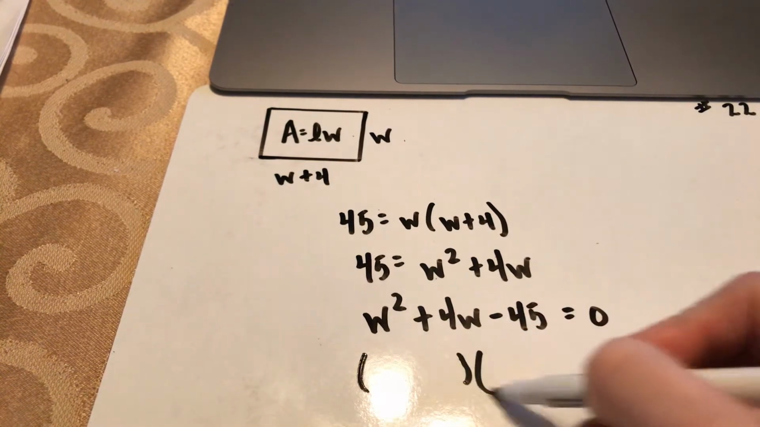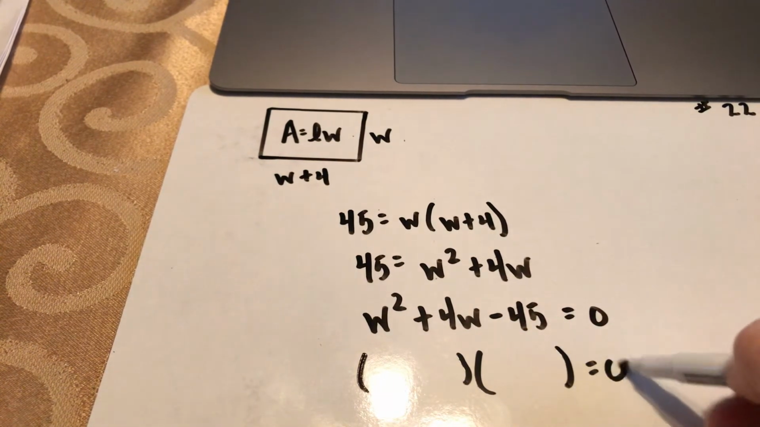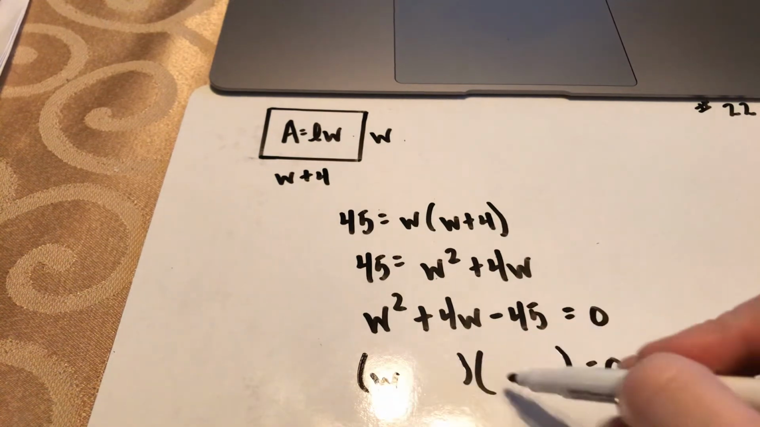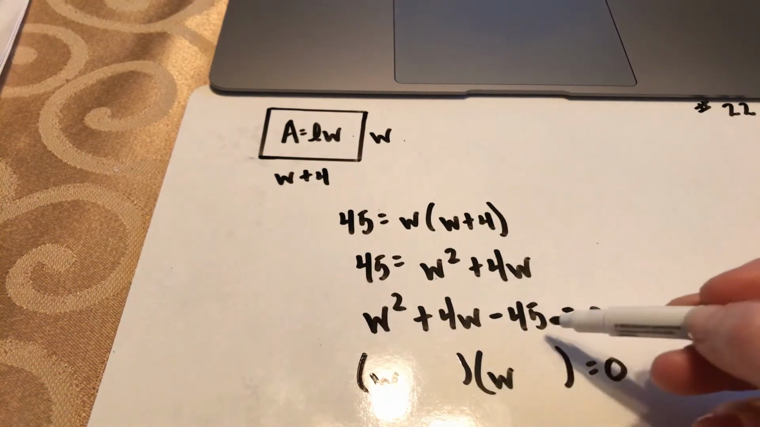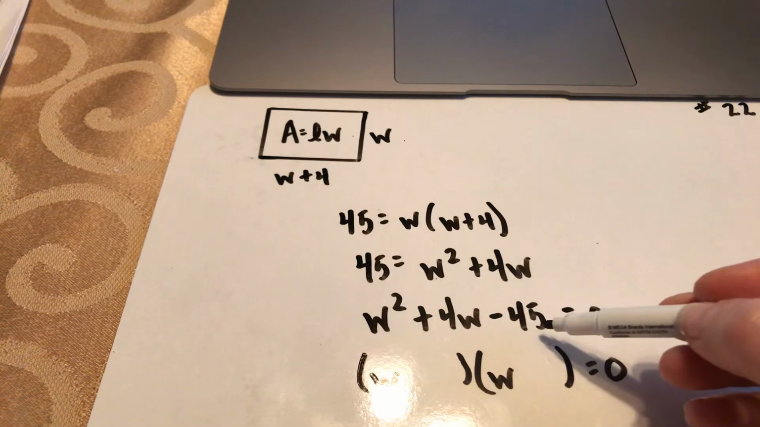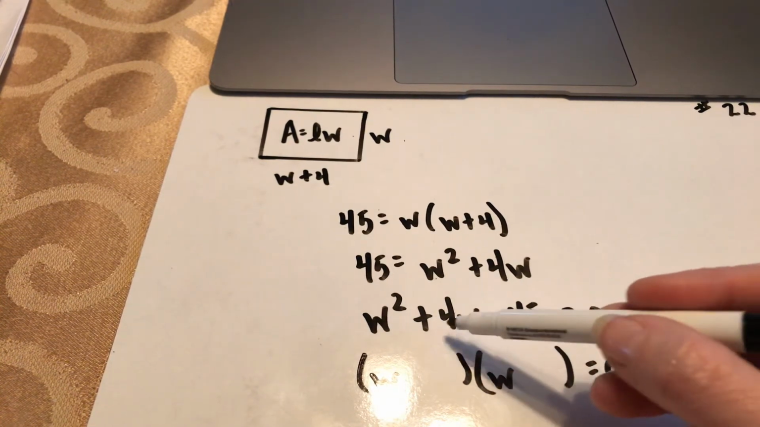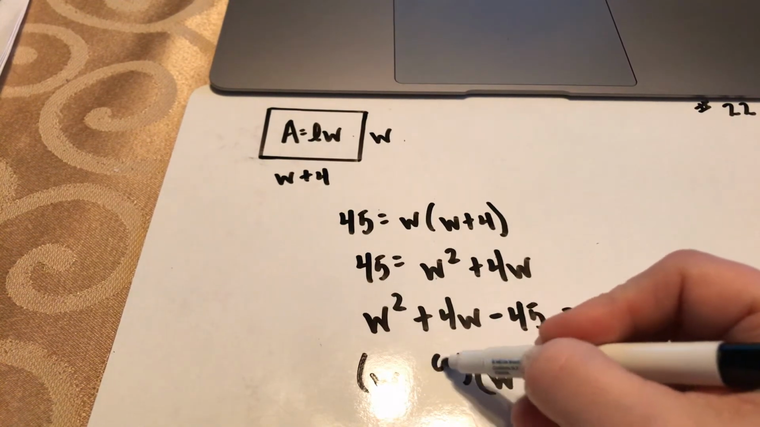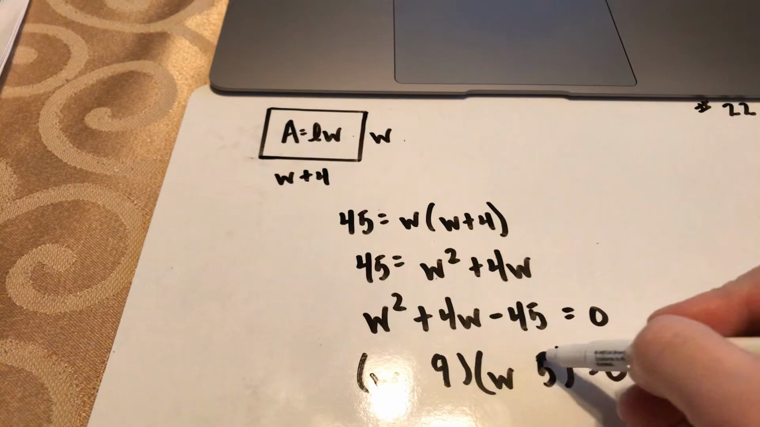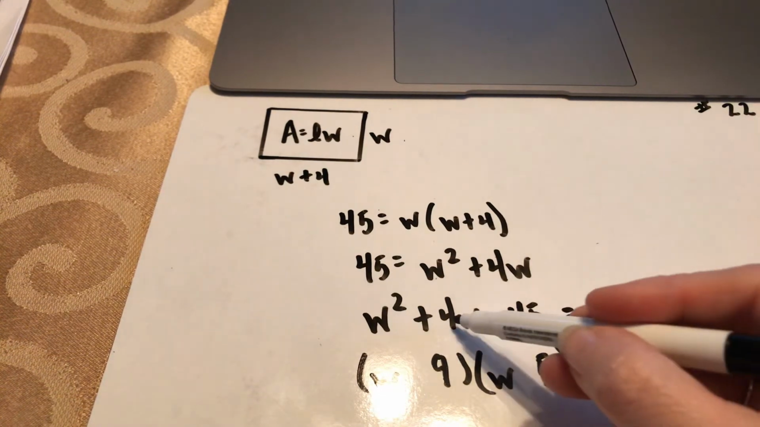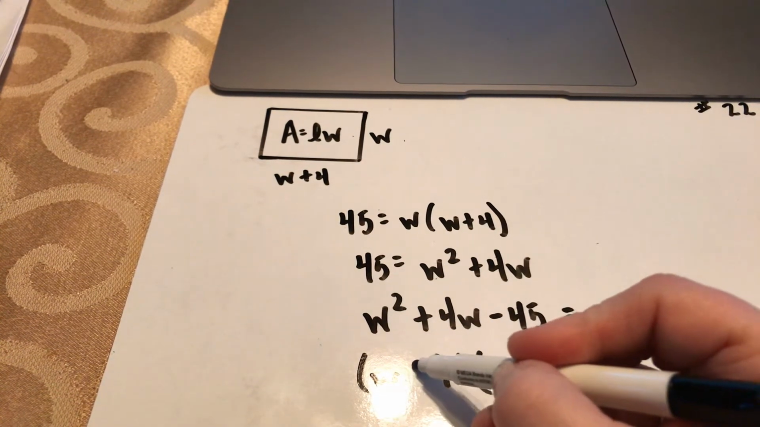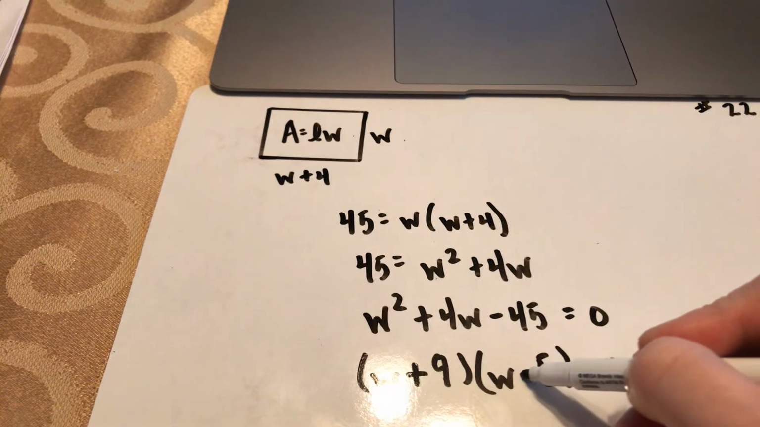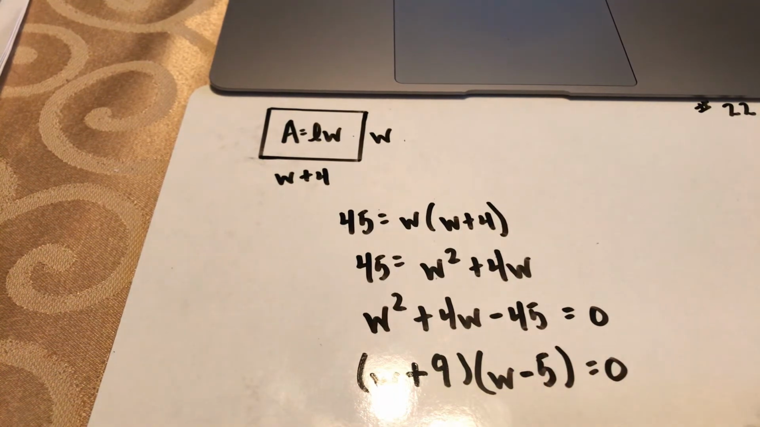Kind of guess and check here. I know the W goes in the front, first of all. I'm looking for two numbers that multiply together to give me 45. They're going to subtract to give me a 4. So I do believe we could go with 9 times 5 is 45. If I want this 4 to be a positive, that means the 9 was positive and the 5 was negative.